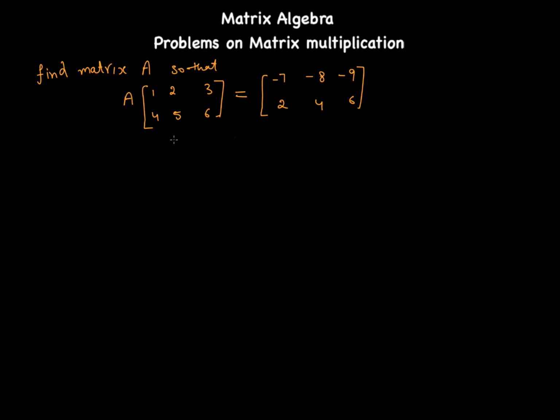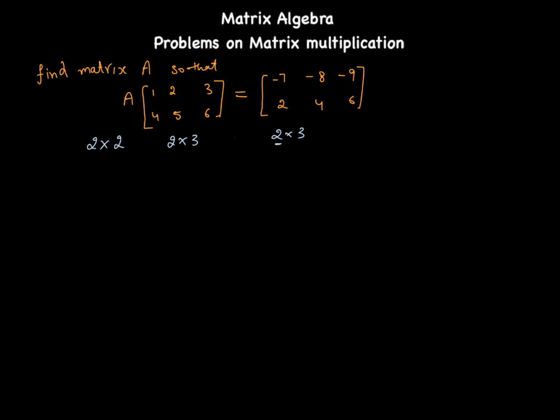So this is 2 by 3, and this is a 2 by 3 matrix too, and we need to find the order of this one. Remember, the multiplication rule says the number of columns of this matrix is equal to the number of rows of this matrix, which is 2. So the number of columns of this matrix is going to be 2. Now we need to find the number of rows of this matrix, which is equal to the number of rows of the result matrix, which is 2 again. So matrix A is a 2 by 2 matrix.